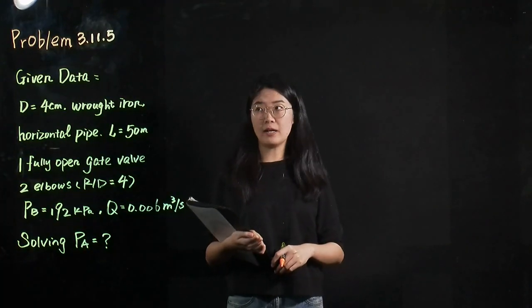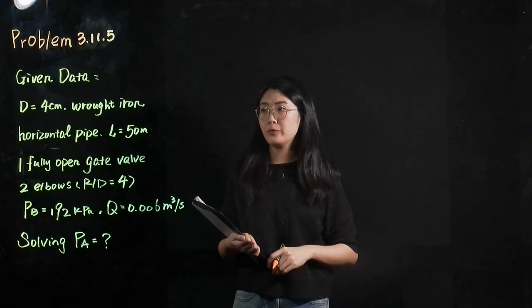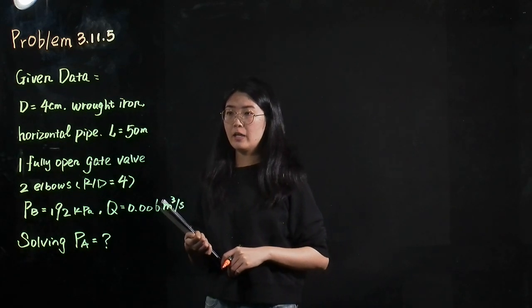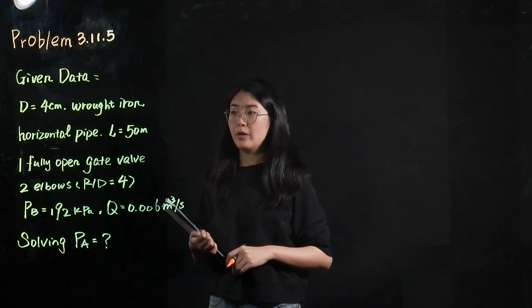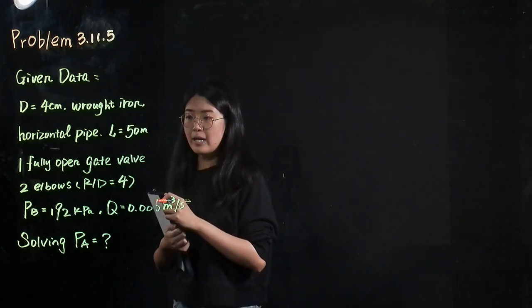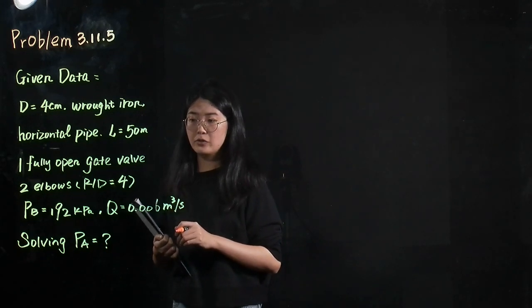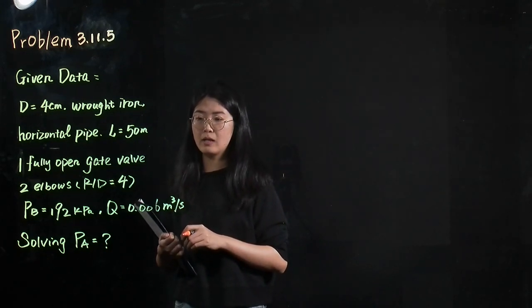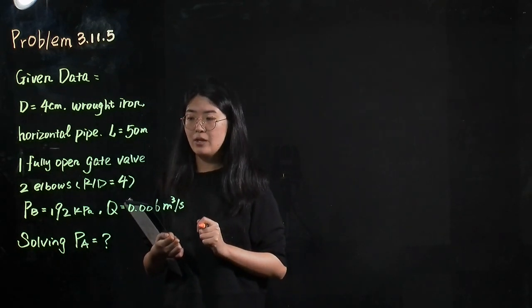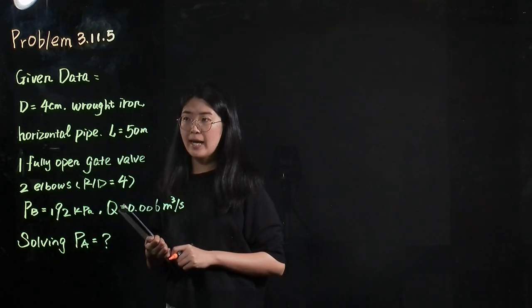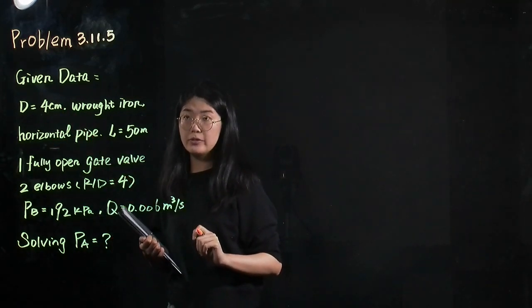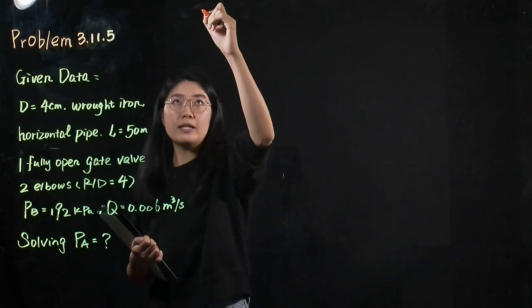Let's see problem 5. Water flows through a 4 centimeter wrought iron horizontal pipe, and the length of the pipe is 50 meters. It contains one fully open gate valve and 2 elbows. We already know the pressure downstream, at point B, is 192 kilopascal, and the flow rate is 0.006 cubic meter per second. We want to know the pressure at point A. Because we already know the flow rate and the diameter, the first step is to calculate the velocity.